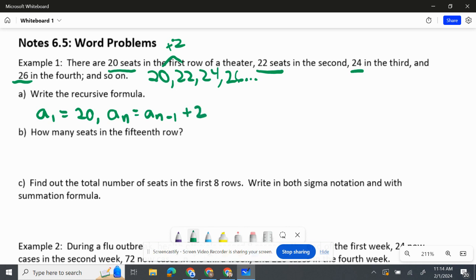Now it's asking how many seats in the 15th row. I'm going to use my explicit form. A sub 15 equals 20 plus 15 minus 1, and then I'm going to times it by 2. And that right there gives me 48. And we're talking about seats.